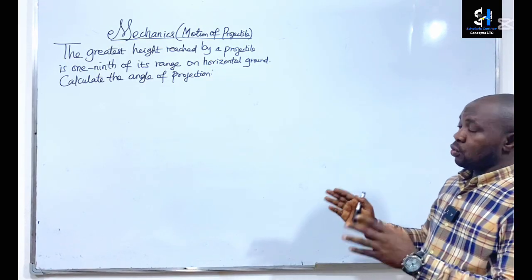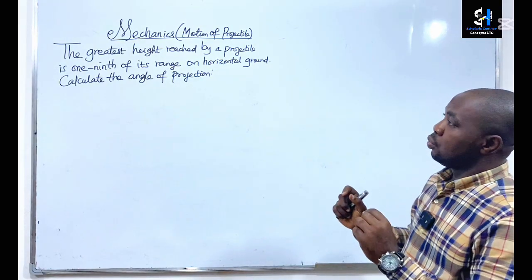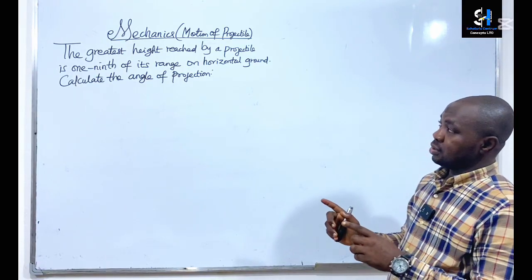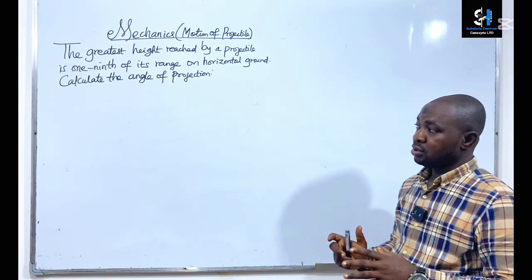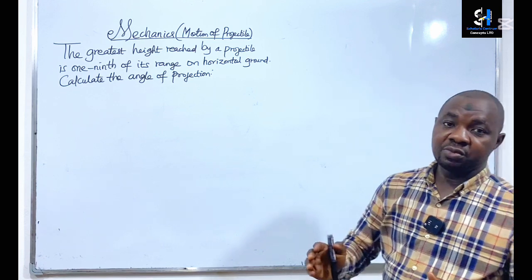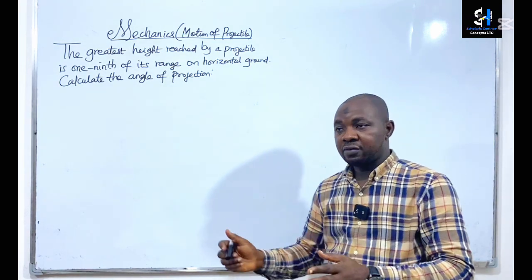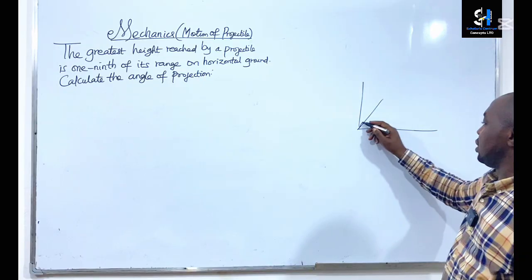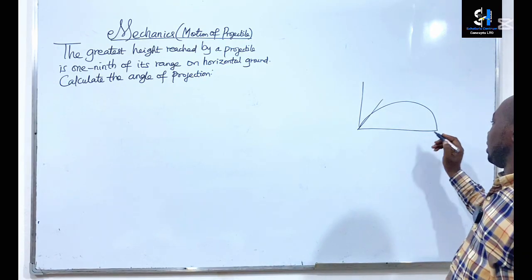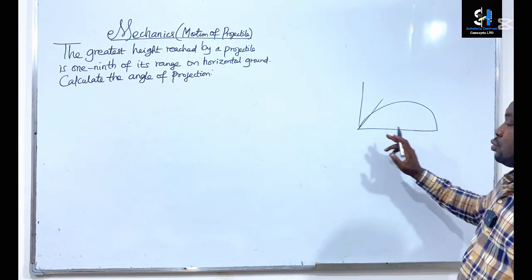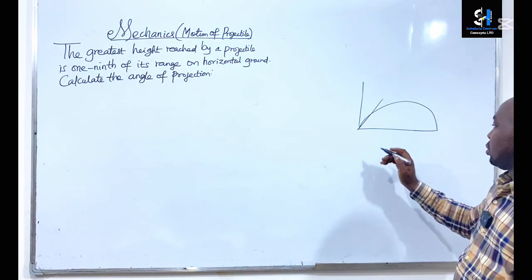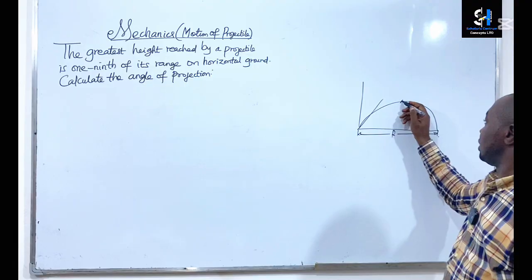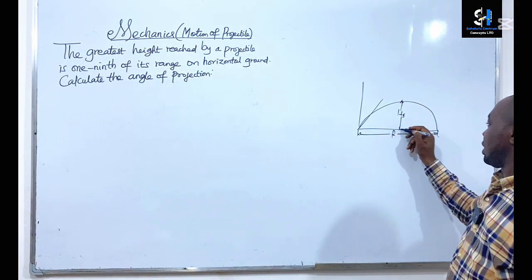For a question like this, the first thing to do is to write the formula for greatest height reached and the horizontal range. Horizontal range measures the maximum horizontal distance traveled by a projectile particle from the point of projection to the point where it lands on the ground other than the point of projection. So this is the range. This is the maximum or greatest height.